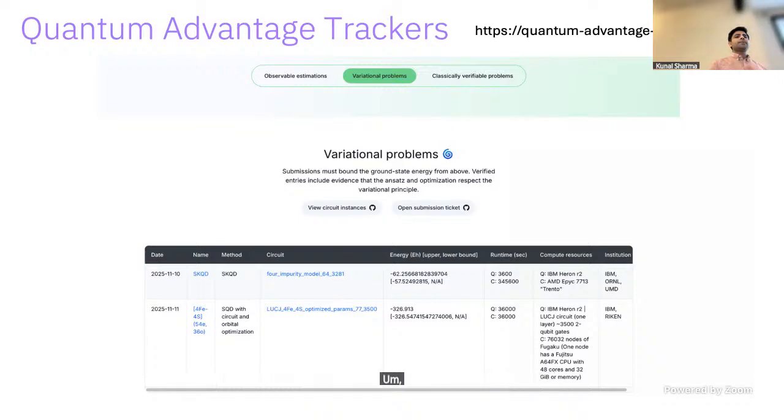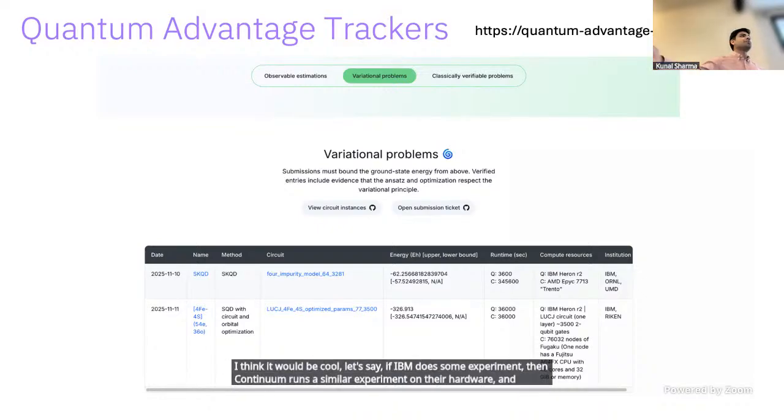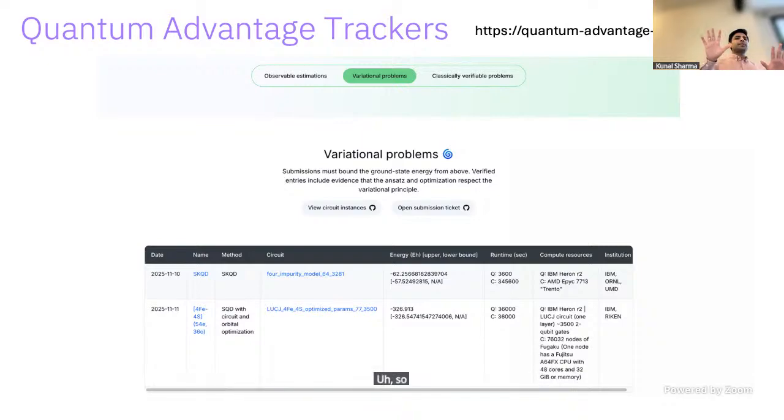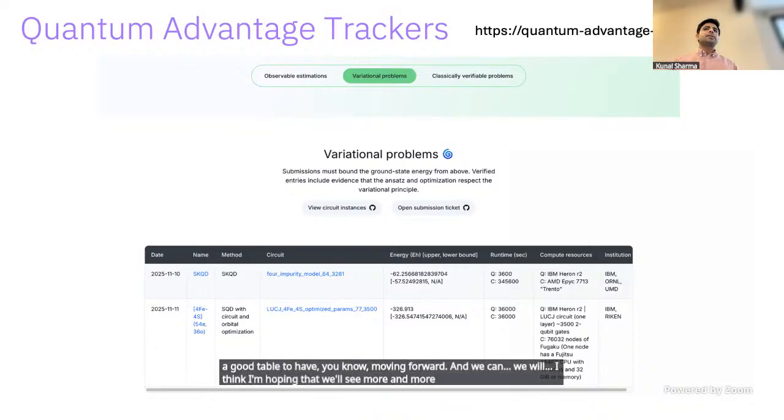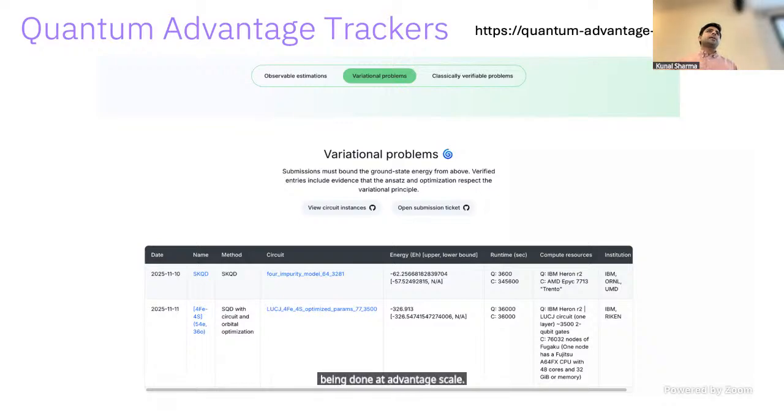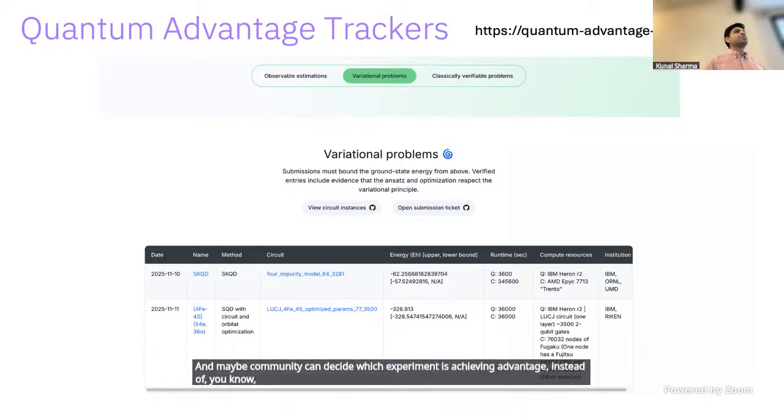I personally like it better than research papers because here you can just query the circuits directly and use them for your classical algorithms or quantum hardware. I think it would be cool if IBM does some experiment, then Quantinuum runs a similar experiment on their hardware, and they report their numbers. It will be a good table to have moving forward. I'm hoping we'll see more and more experiments being done at advantage scale, and maybe the community can decide which experiment is achieving advantage instead of any company claiming it.